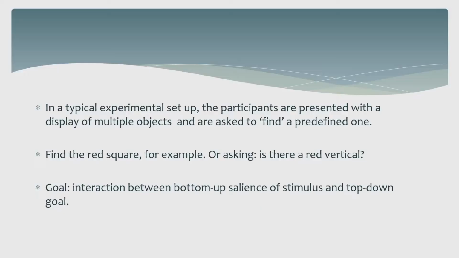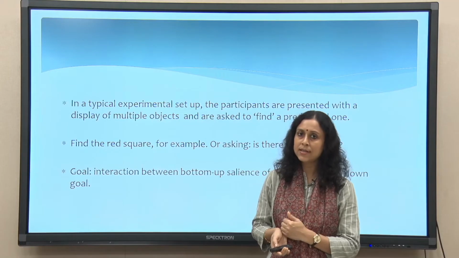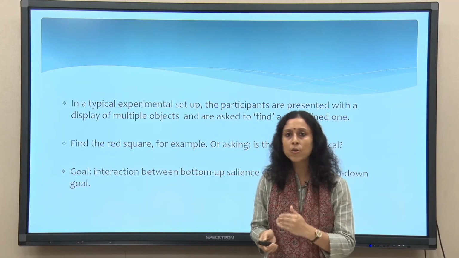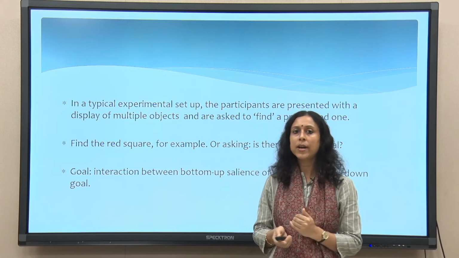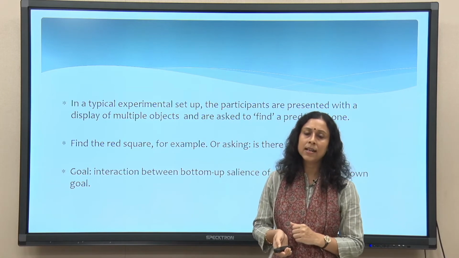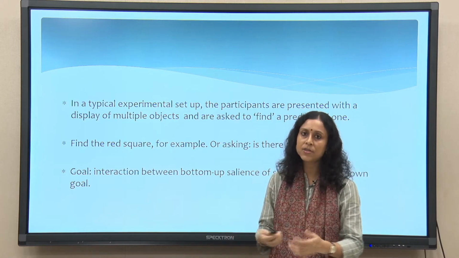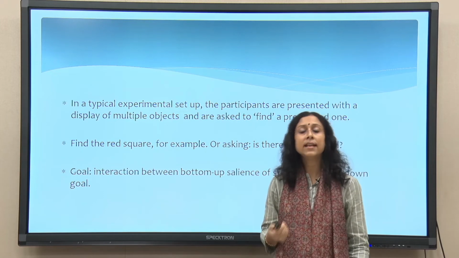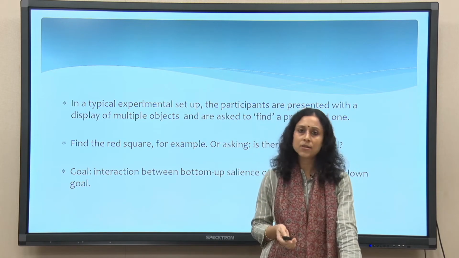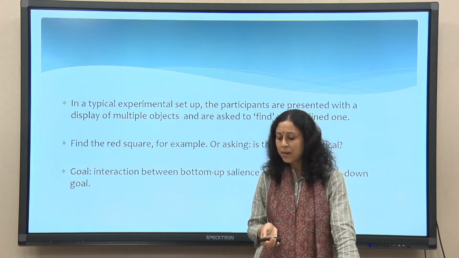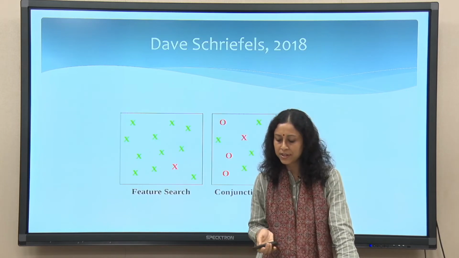The goal of this kind of experimental setup is to check the interaction between the bottom up salience of the stimulus and the top down goal. That is, how the interaction between your goal to find the red square or red cross in the scene interacts with the set size that you have, the scene complexity that is there, how salient the target object is and so on. So, these are the basic things about visual search.